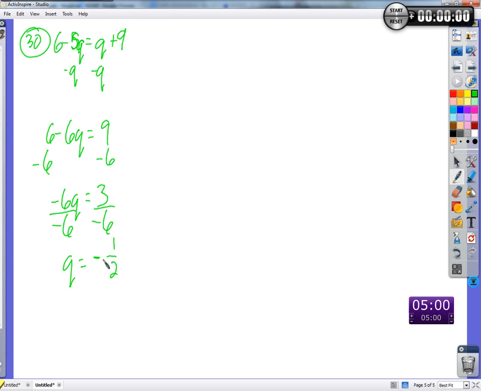Somebody asked a good question. If it's negative 1/2, do we write it as negative 1/2, or do we write it as negative 1 over 2, or do we write it as 1 over negative 2? Which way should we write it? Doesn't matter. All of these are equal.